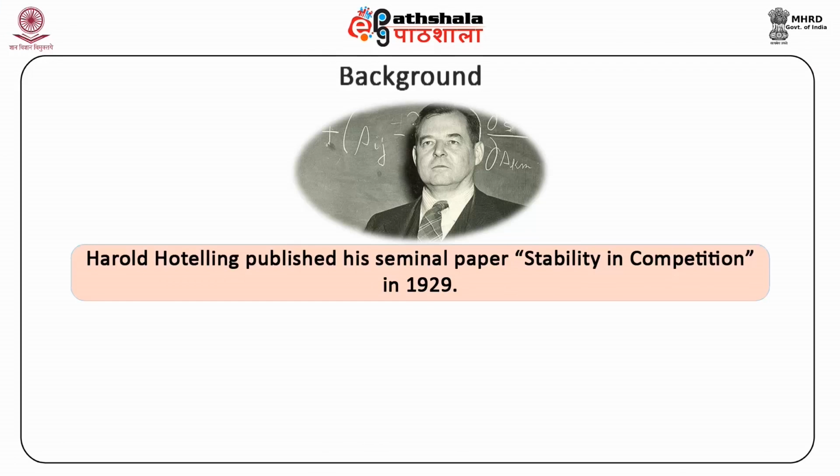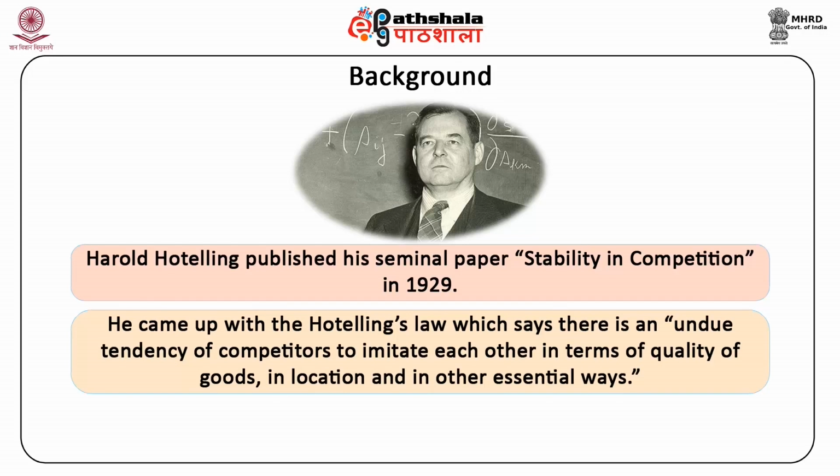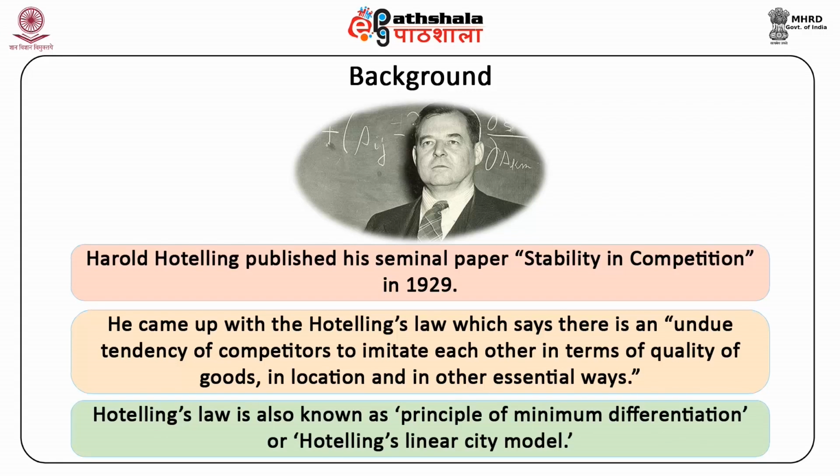Background. Harold Hotelling published his seminal paper Stability in Competition in 1929, in which he came up with a law according to which there is an undue tendency of competitors to imitate each other in terms of quality of goods, in location and in other essential ways. In other words, competitors find space in the middle of a geographic or product space and next to other competitors as the most profitable option. Hotelling's law has also been referred to as the principle of minimum differentiation or Hotelling's linear city model.